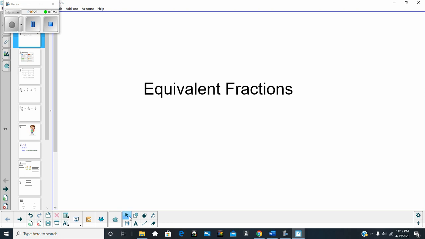Yesterday, we used models to find equivalent fractions. We used tape diagrams and number lines. Today's objective is to find equivalent fractions using multiplication and division. So let's look quickly at what we did yesterday.